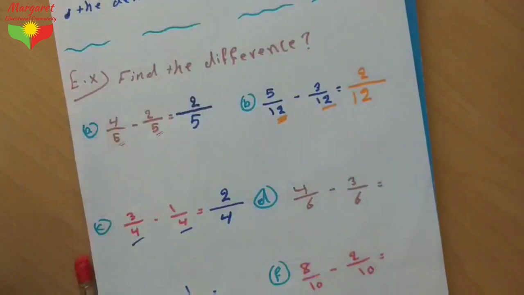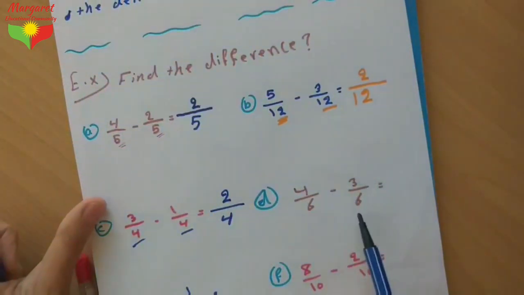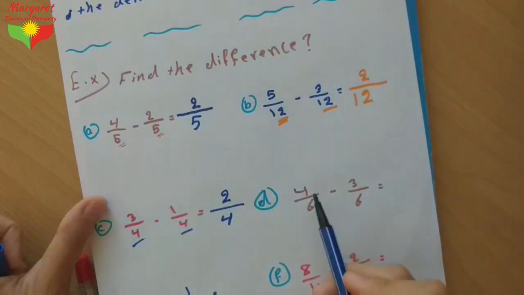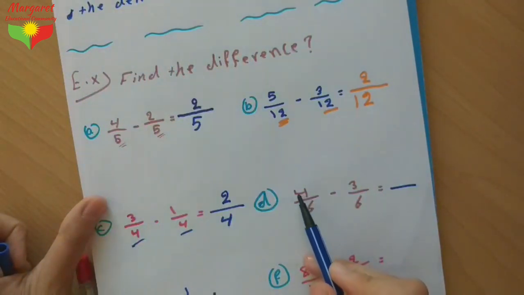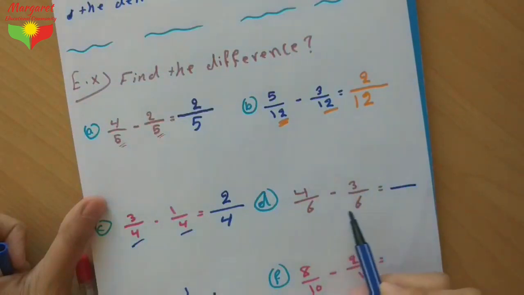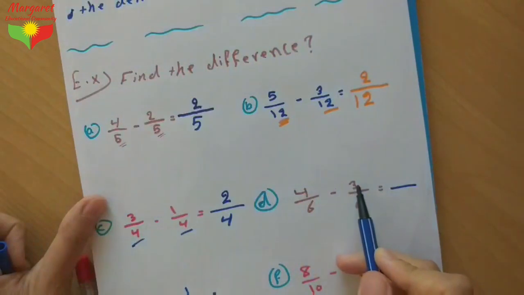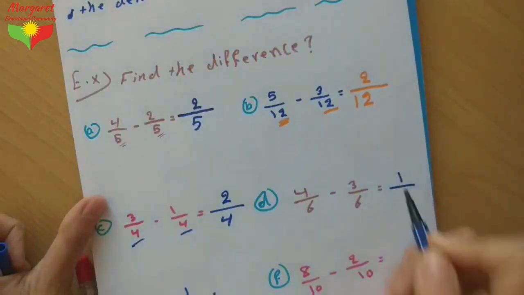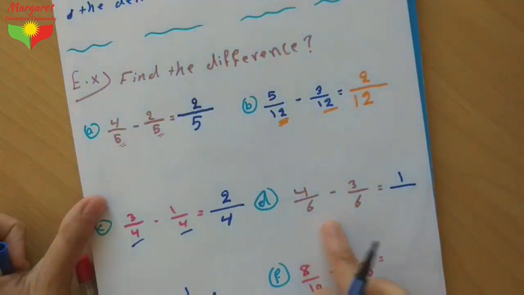Part D, 4 over 6 minus 3 over 6. So the two fractions are like fractions and you must subtract the numerators and the denominator stays the same, right? 4 minus 3 equals 1. Okay? And because they have the same denominator, the denominator stays the same. Keep the denominator, write the denominator again.